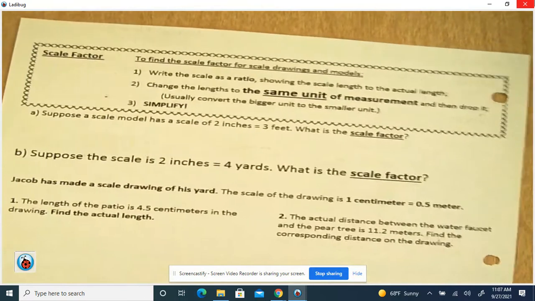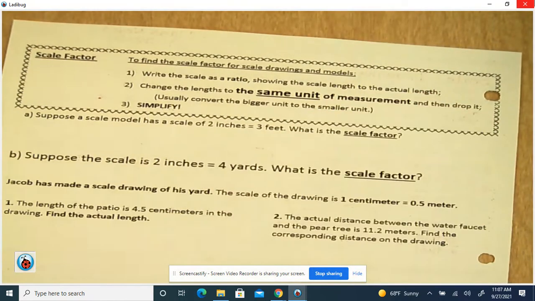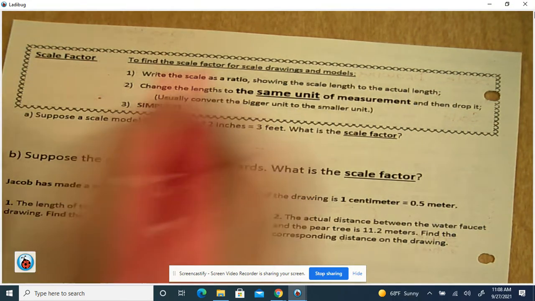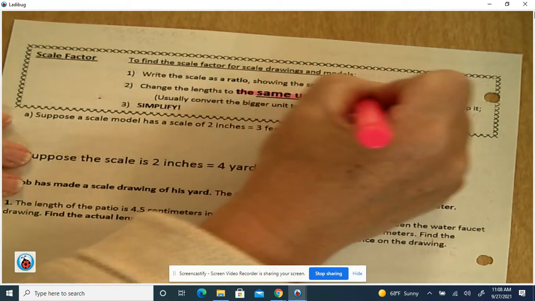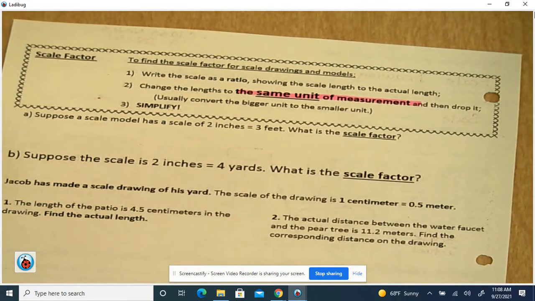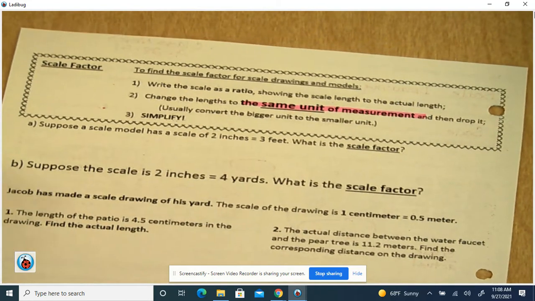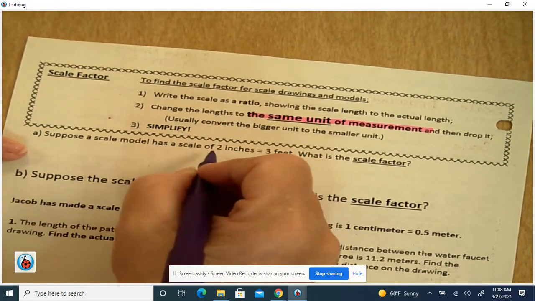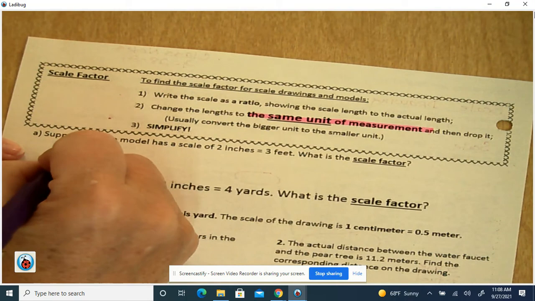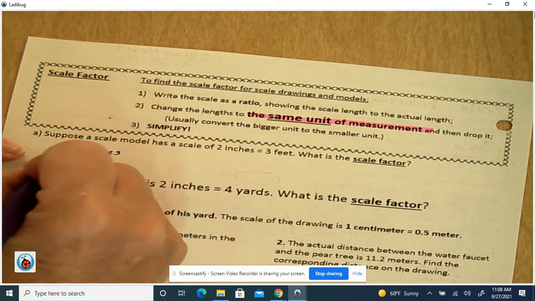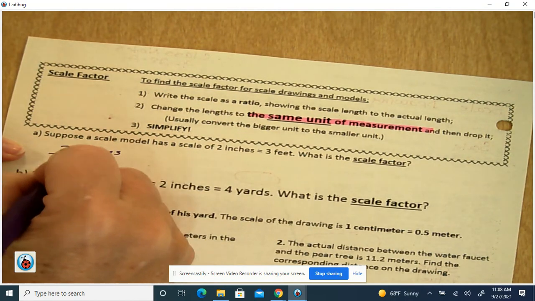Scale factor. To find the scale factor of the scale drawings and models, write the scale as a ratio. Change the lengths to the same unit of measurement. Usually convert the bigger unit to the smaller unit and then simplify. So, suppose a scale model has 2 inches is equal to 3 feet.